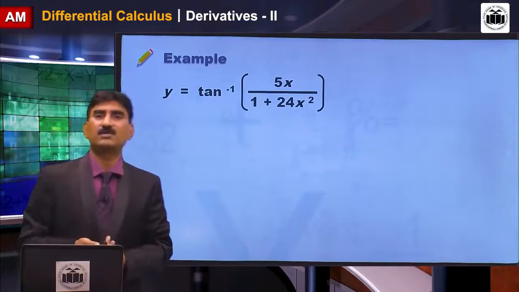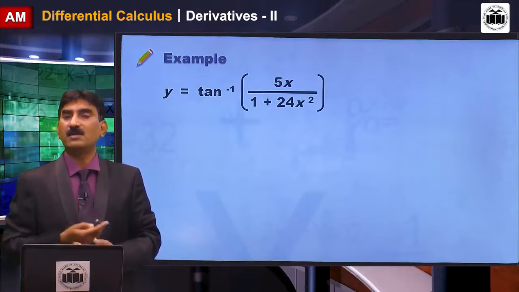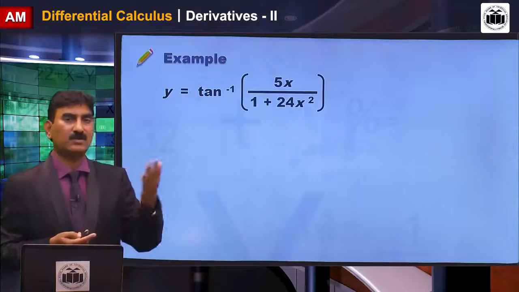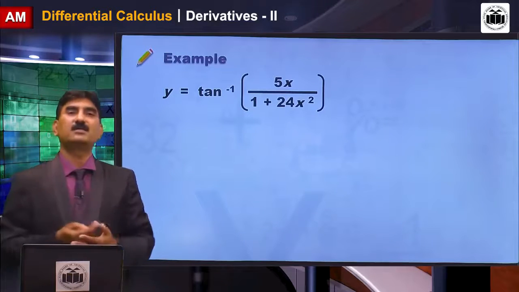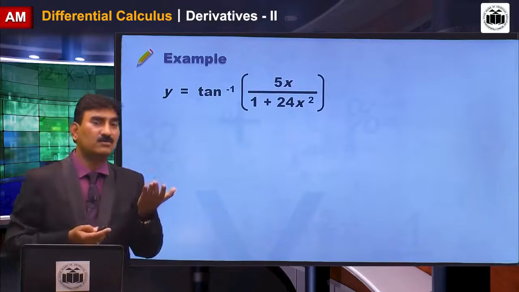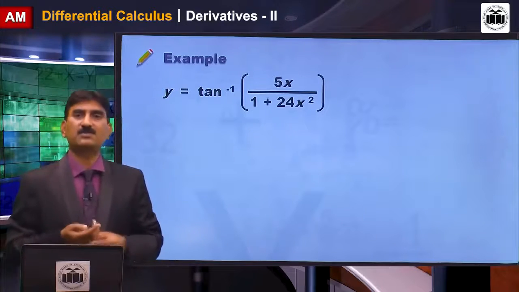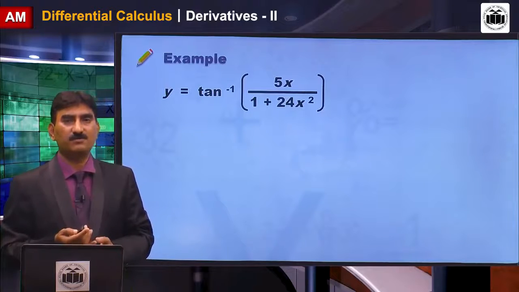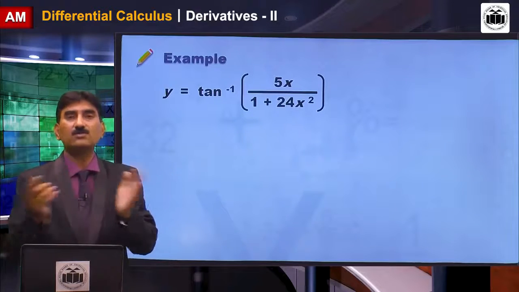Now y is equal to tan inverse of 5x upon 1 plus 24x square. So already we saw the result: tan inverse x plus tan inverse y equal to tan inverse of x plus y upon 1 minus xy. Now how do you find the derivative of this function? Tan inverse 5x upon 1 plus 24x square. We split these terms into two terms.